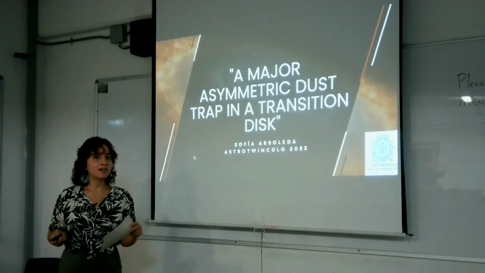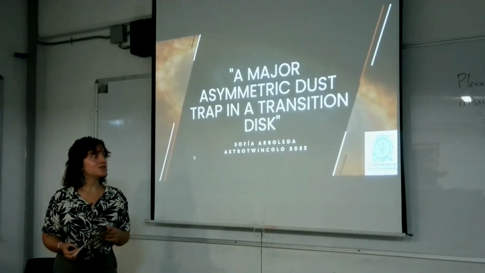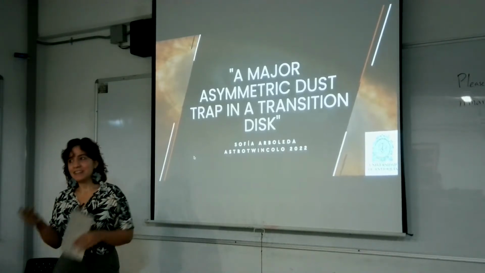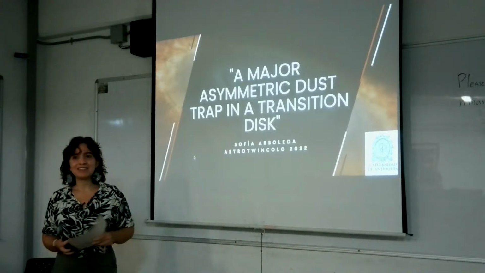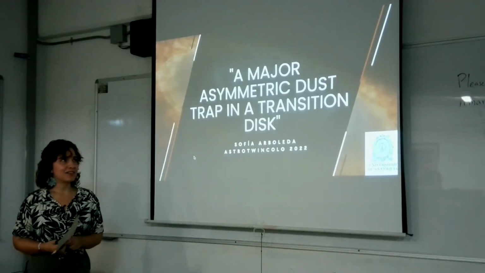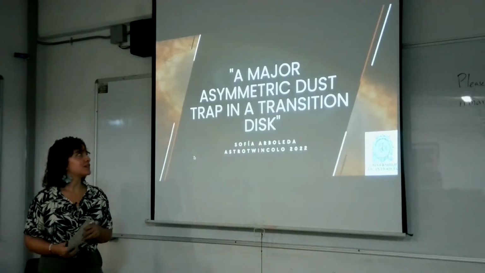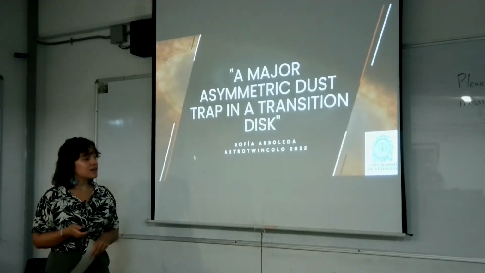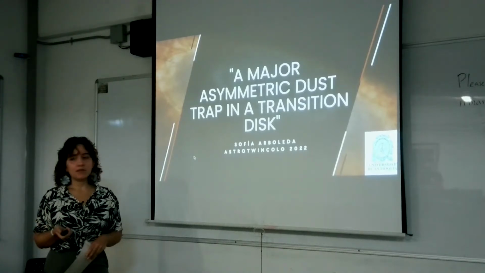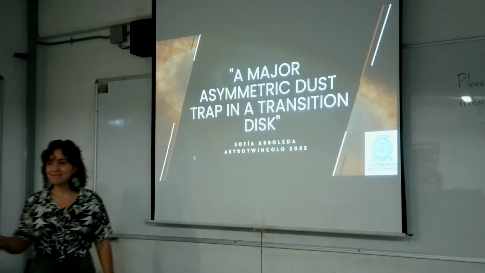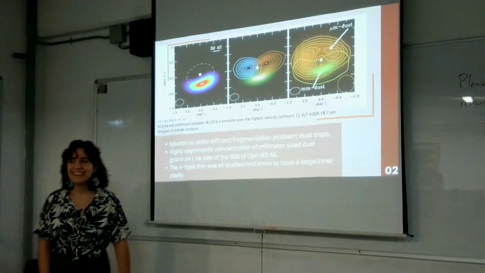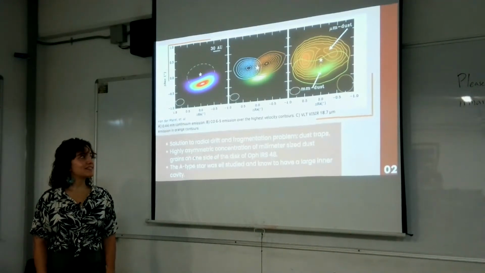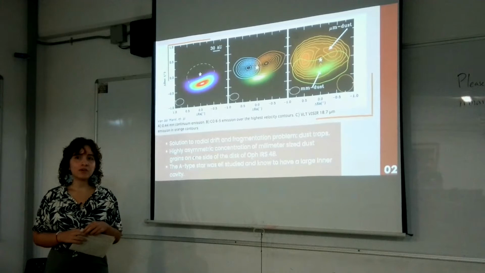So the paper I chose is one from Inke. It's a major symmetric asymmetric dust trap in a transition disk. Okay, I'll just do it. Sorry. So this is in the context of radial drift.